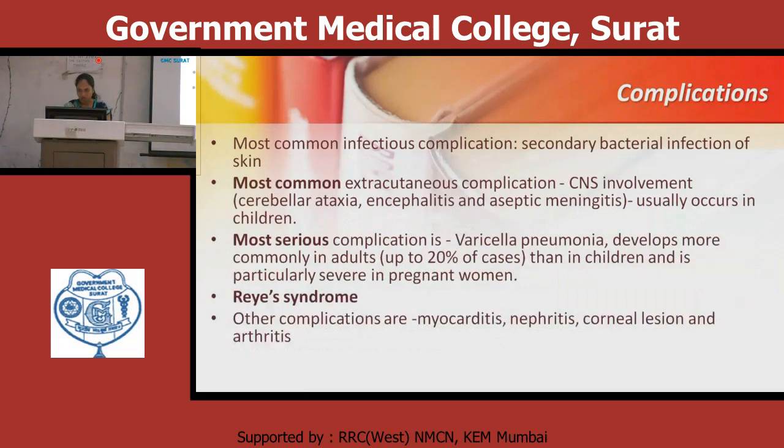Complication. Most common infectious complication is secondary bacterial infection of skin. Extracutaneous complications are CNS involvement, usually occurring in children, that are the encephalitis, aseptic meningitis, cerebellar ataxia. Most serious complication is pneumonia that develops more commonly in adults than in children and is particularly severe in pregnant women. It causes Reye's syndrome and other complications that are the myocarditis, nephritis, corneal lesion and arthritis.